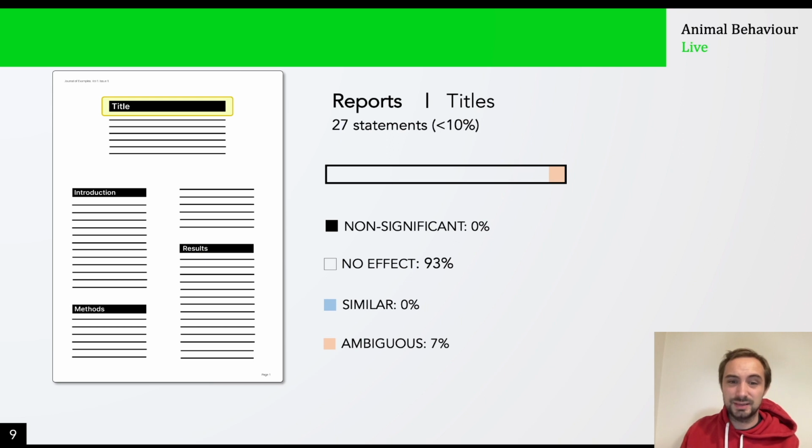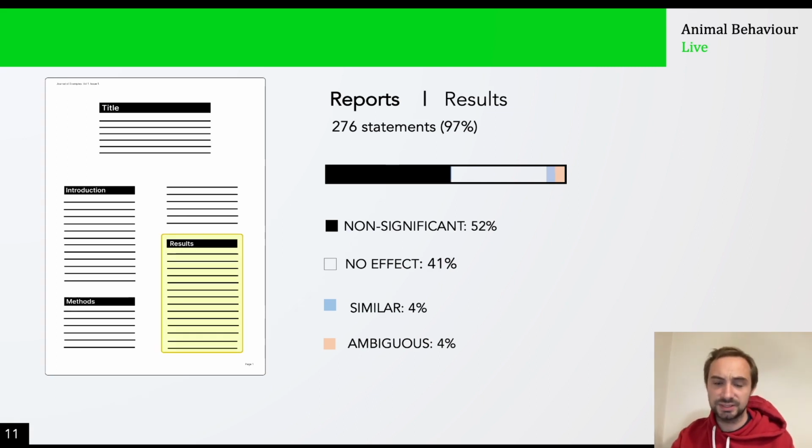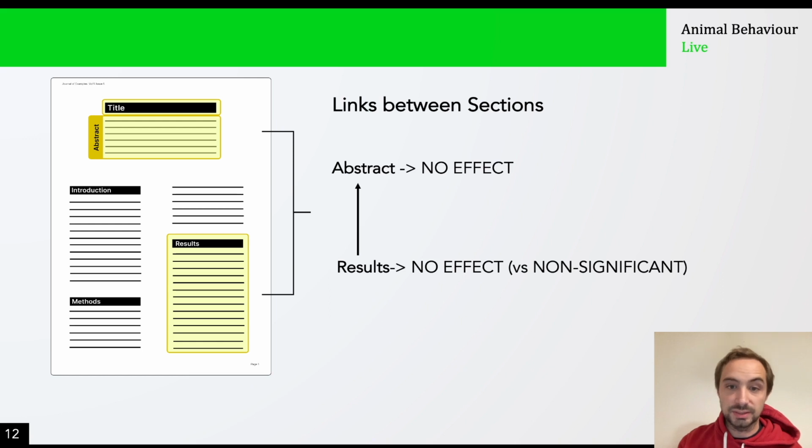Well, we found that in the titles, people tended to use this no effect type reporting. In the abstracts, they still tended to use the no effect reporting, though there were more instances of the use of non-significant there. When we get to the results section, we see that actually over half of the people writing about their null results used the non-significant terminology. We also noticed that there was a link between the different sections: if in the results section you had a no effect result reported, then it was more likely that the abstract had a no effect result reported.